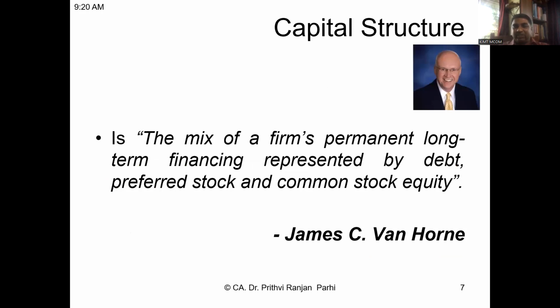What is capital structure? J.C. Van Horne has defined it like this: the mix of a firm's permanent long-term financing, represented by debt, preferred stock, and common stock. This is the meaning of capital structure. So it is a combination of common stock, that is equity stock, plus preferred stock, plus debt. Friends, we already know how to compute the cost of equity, cost of debt, and cost of preferred shares. So the combination of all these three things together is referred to as your capital structure.